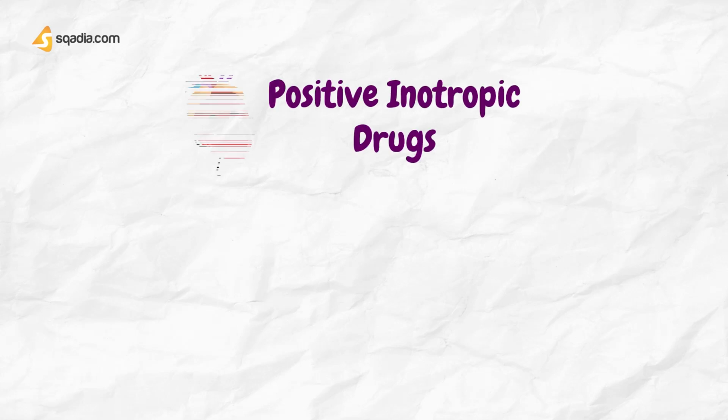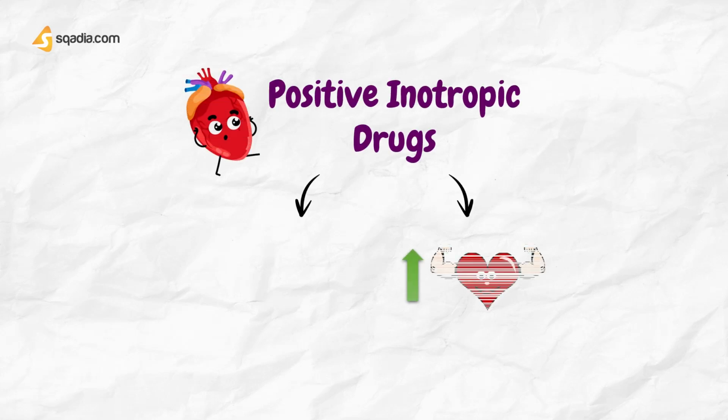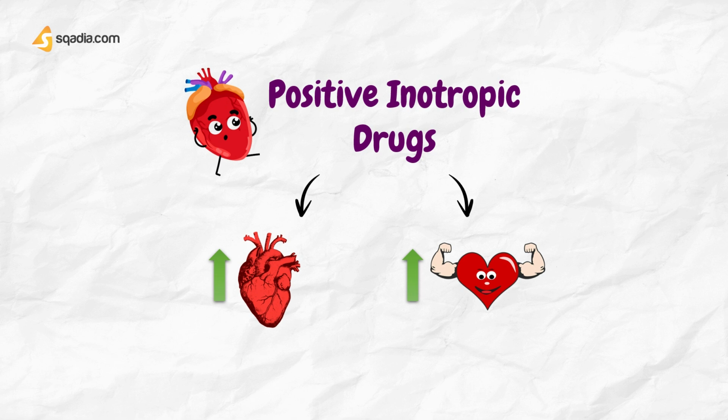Positive inotropic agents enhance cardiac contractility and thus increase cardiac output. Although these drugs act by different mechanisms, the inotropic action is the result of an increased cytoplasmic calcium concentration that enhances the contractility of cardiac muscle.